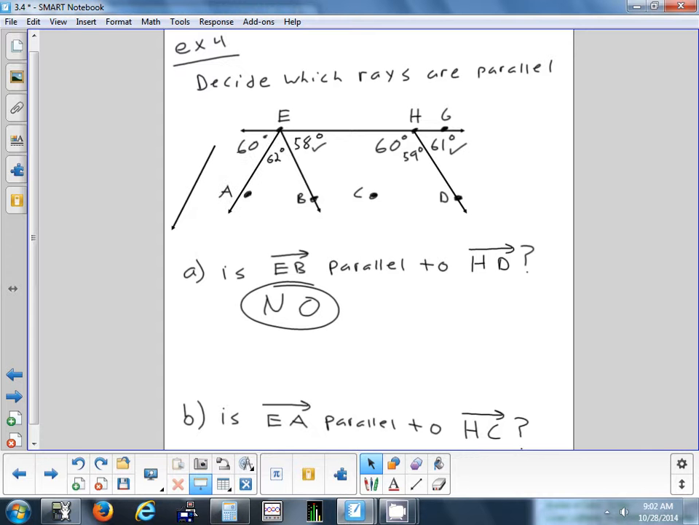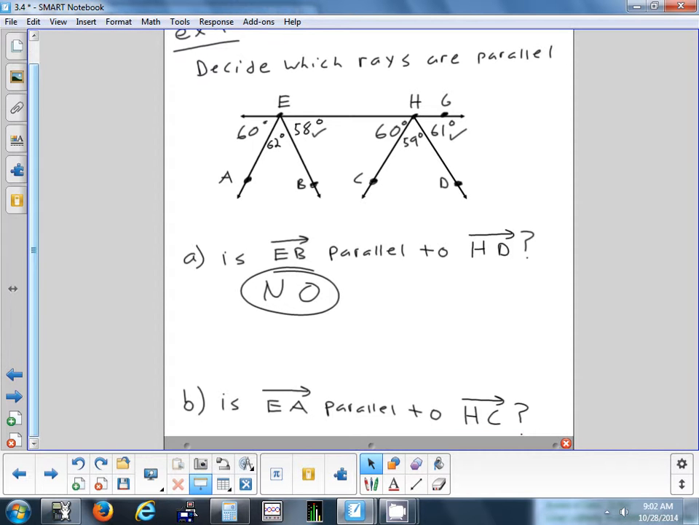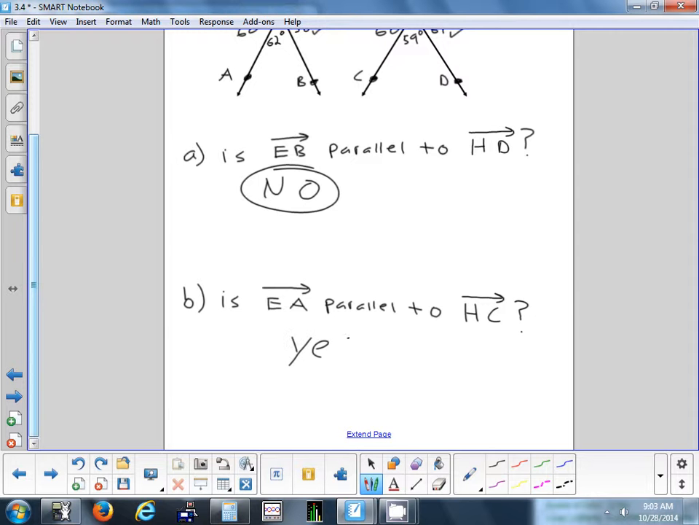Okay, now let's put these back. Now we're looking at the other two, EA and HC. For part A, you do not need to figure out that the other angle was 60. For part B, there's a couple ways you could do it. You could have just added up what was there and realized that they're both 120 on that side. Yeah, you're right. So is part B yes or no? Yeah, that is true. Okay, so part B is yes.